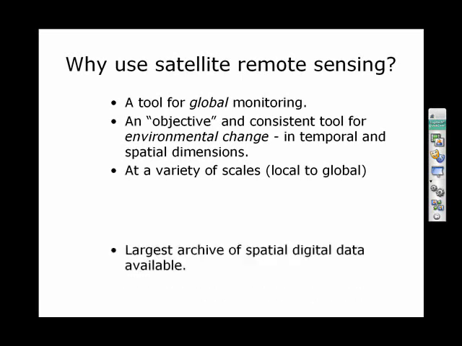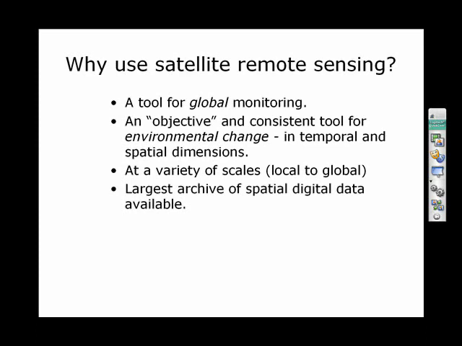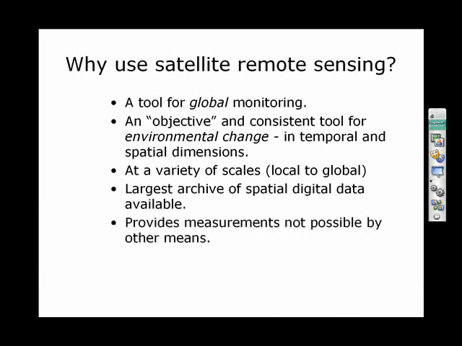And it's now providing certainly the largest archive of spatial digital data available. You just have to look at Google Earth to see just how much data is starting to be both collected and made available in the public domain. Very importantly, satellite remote sensing provides measurements that are simply not possible by other means. There are some things, such as measuring the Earth radiation budget, which is simply not feasible to measure from beneath the atmosphere. You have to get up above the atmosphere before you can make sensible and meaningful measurements of the Earth radiation budget.